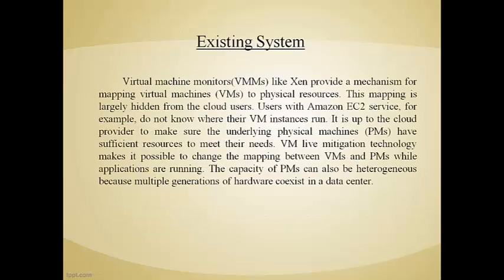Existing system. Virtual machine monitors like Xen provide some mechanisms for mapping virtual machines to physical resources. This mapping is largely hidden from the cloud users. Users of the Amazon EC2 service, for example, don't know where their virtual machines run. It is up to the cloud provider to make sure the underlying physical machines have sufficient resources to meet their needs.